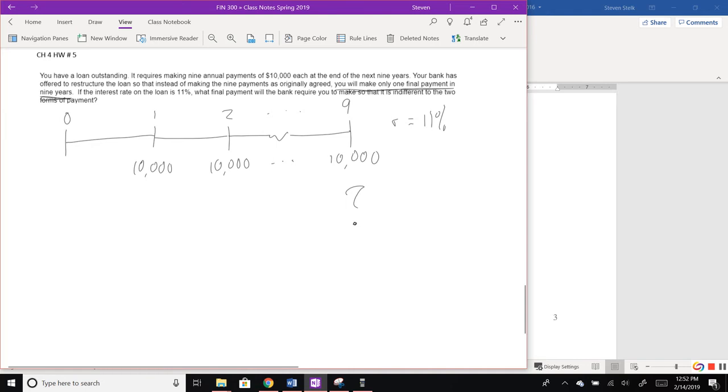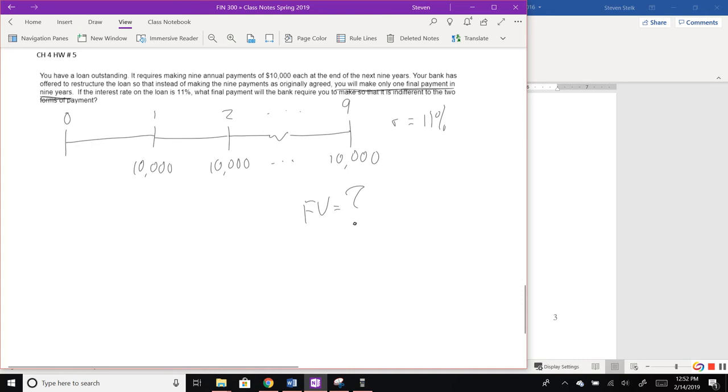All right, so what that's asking for is here at the end of the timeline. It's asking for the future value of the stream of payments. The bank's going to be indifferent between me making 9 payments or just giving them 1 lump sum at the end. Then the values of those 2 cash flows must be exactly the same. So what I need is the future value of the stream of $10,000 payments.